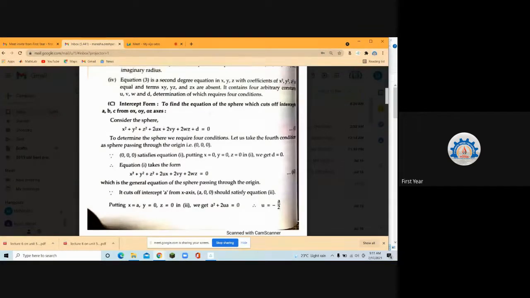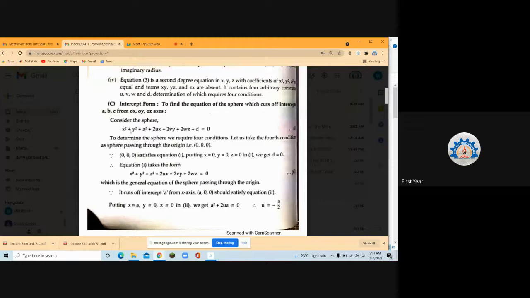What will be the thing that I have to do? I have to find the values of u, v, w and d. Okay. So when I put x, y, z as 0, 0, 0, since it is passing through origin, what is the first thing that will happen always? If any surface, not only sphere, any surface is passing through origin, then what is the term that won't be there in the equation? Constant term. Absolutely right.